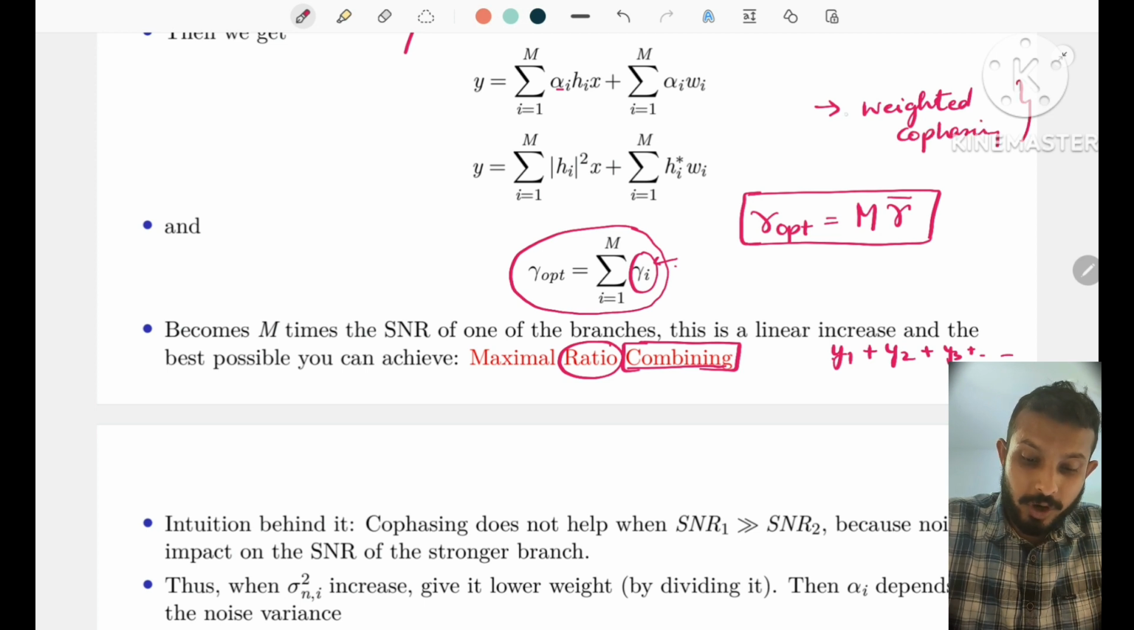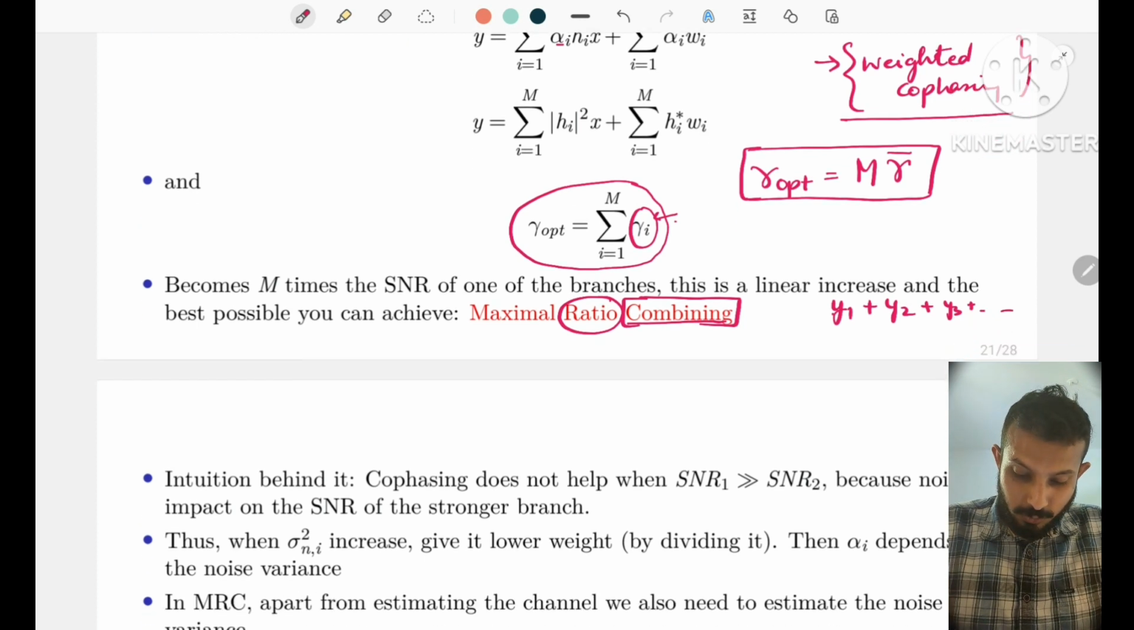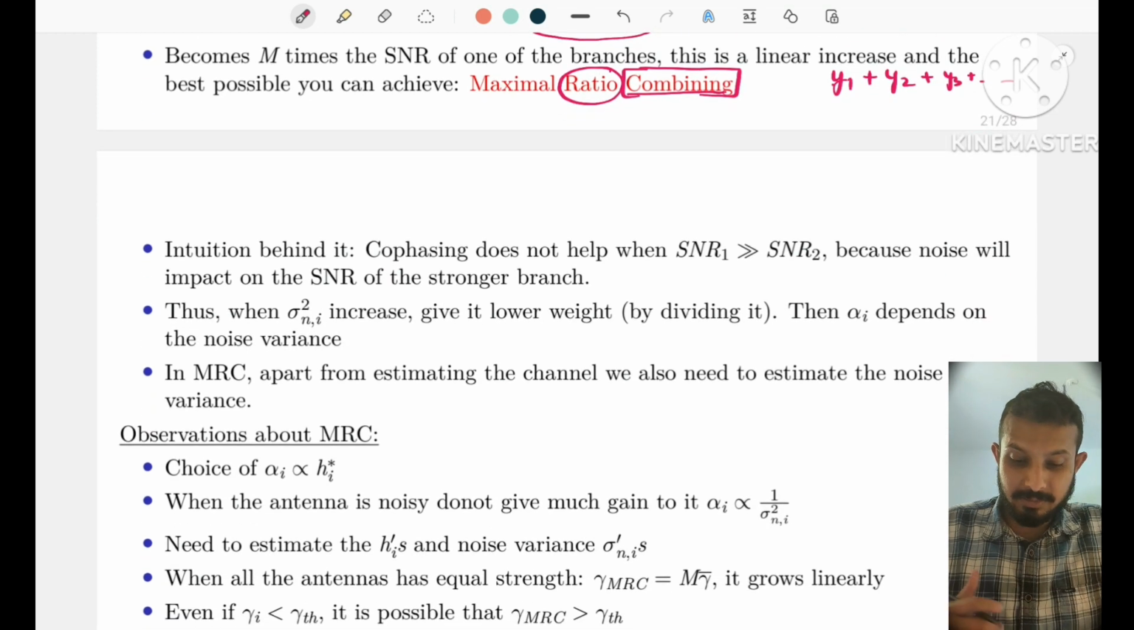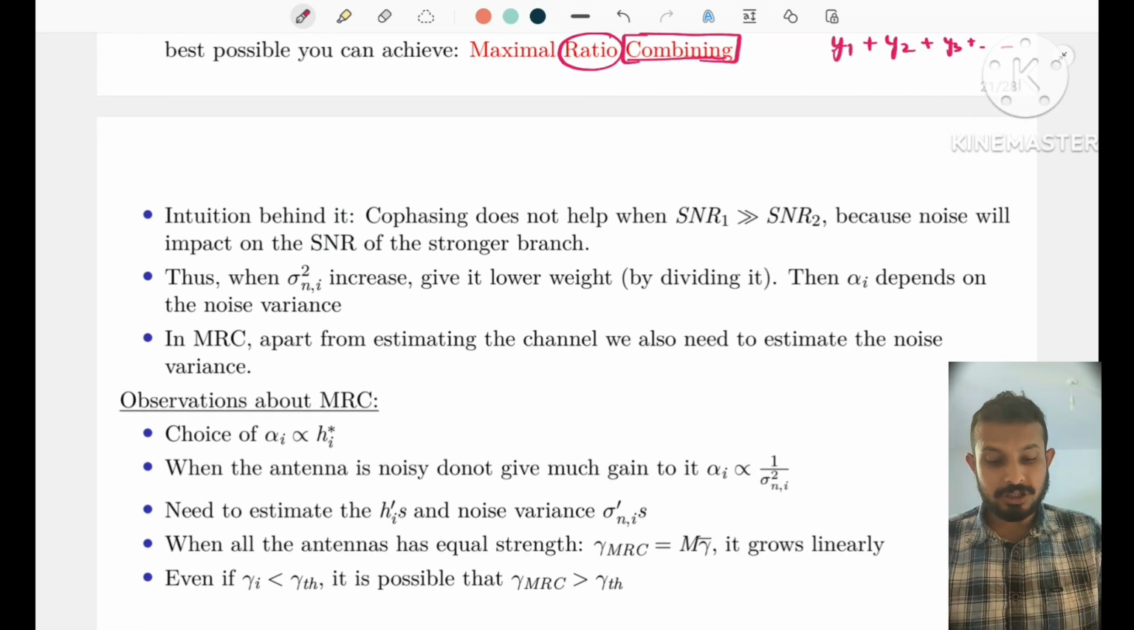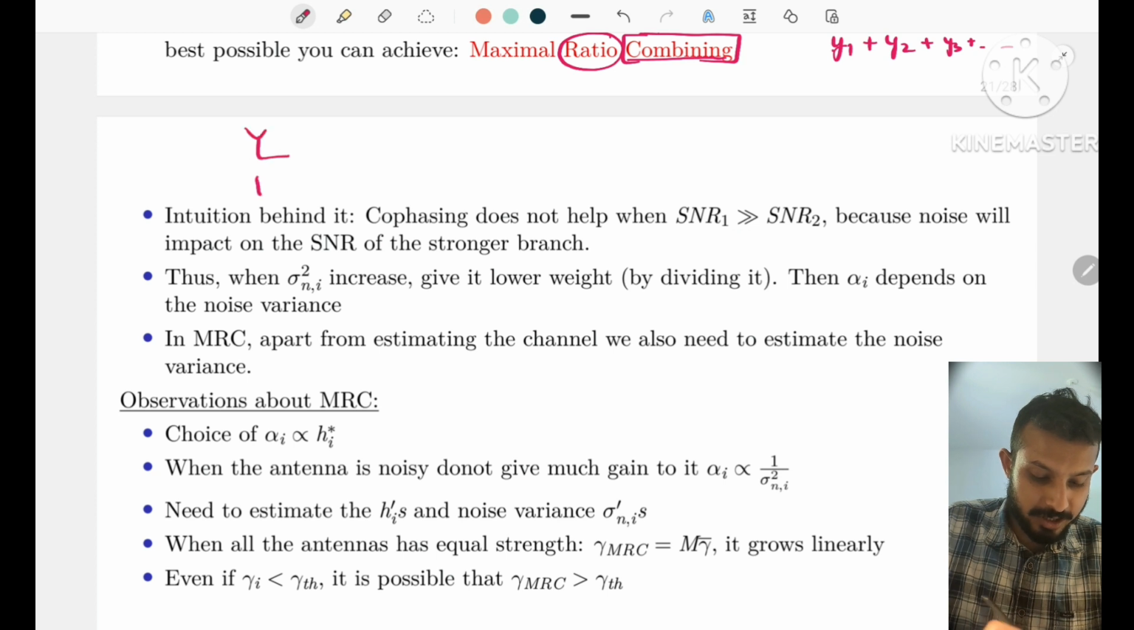And corresponding to the noise variances, we are applying different weights to it. So what is the intuition behind this maximal ratio combining? For the intuition, we first have to go to the case of cophasing. Let us say we have two different branches: antenna branch 1 and branch 2. We have SNR 1 and SNR 2.